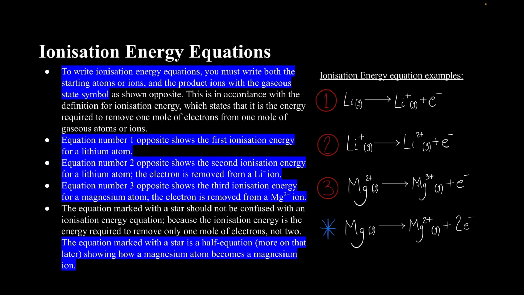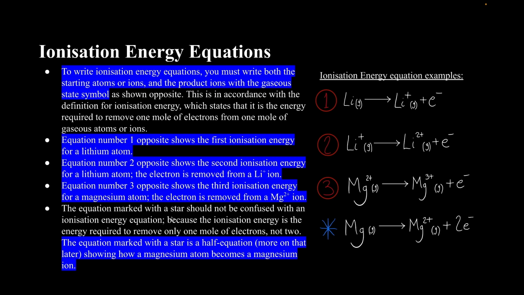So for the third ionization energy, 1 mole of electrons is being removed from 1 mole of gaseous 2 plus ions. So 1 mole of magnesium 2 plus ions will give us 1 mole of gaseous magnesium 3 plus ions plus 1 electron. And this is the electron again removed from the magnesium 2 plus ion.